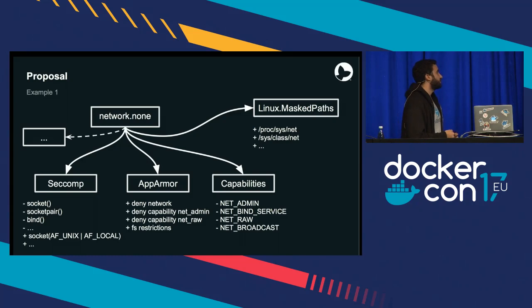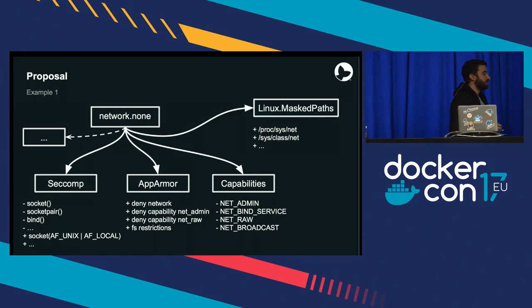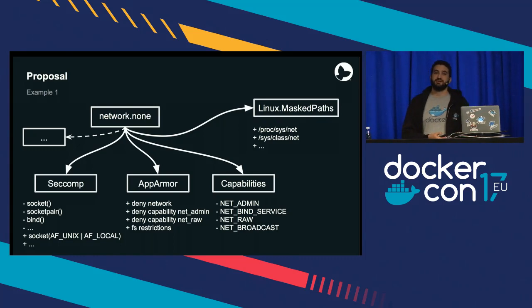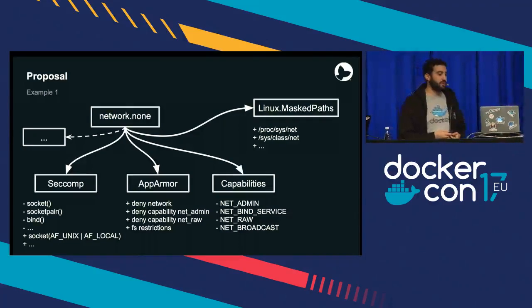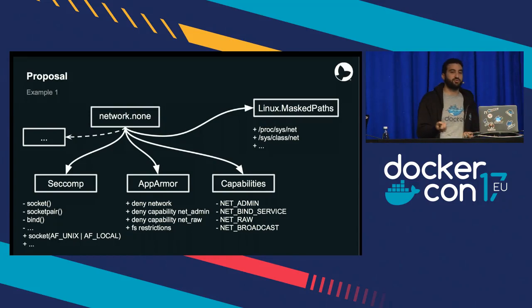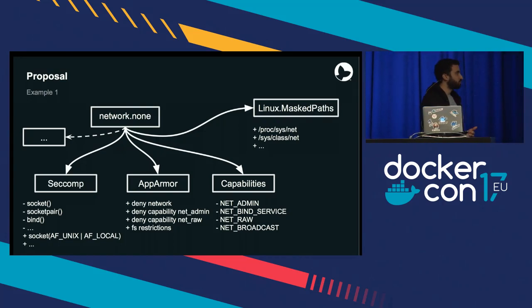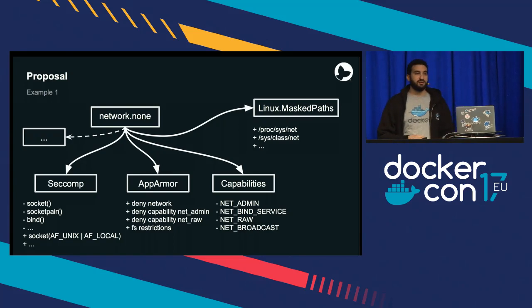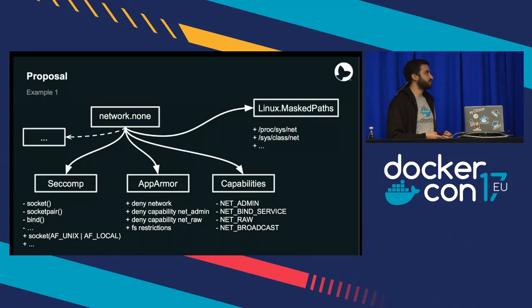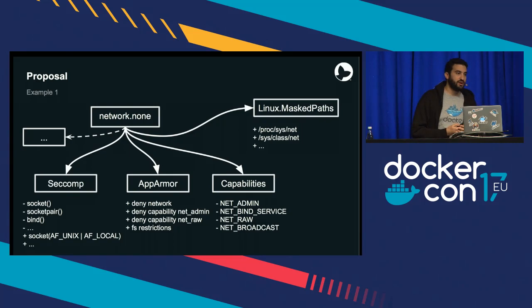So how does it work? The user actually specifies a list of strings. For example, I want to activate the network none entitlement. I want my container to be completely confined. Behind the scenes, we will customize the seccomp profile, the AppArmor profile, the set of capabilities, and various other information that will then be forwarded to containerd and then runC for the creation of a proper environment for the container.